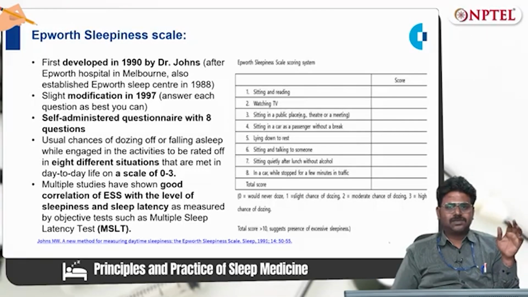If a patient would never doze, it's a 0. Slight chance of dozing means 1. 2 means moderate chance of dozing. High chance of dozing means it's 3. Depending upon that, if the total score is more than 10, it suggests the presence of excessive sleepiness.